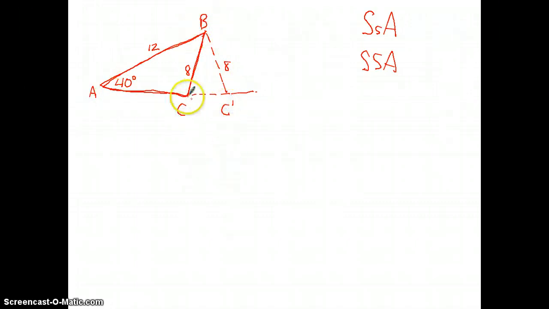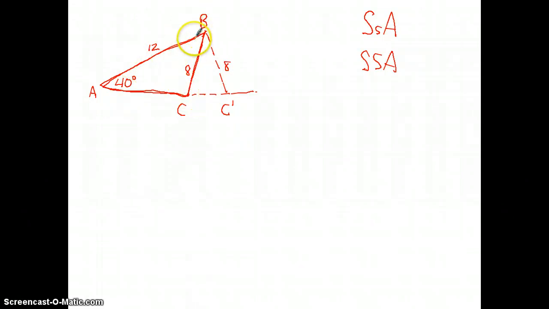There's a triangle ABC that has the 8 and the 12 and the 40, and there's a triangle ABC prime that has an 8 and a 12 and a 40. And that's actually possible. They taught you that back in geometry. So if I wanted to try to find these things, I know they all have to be true in the law of sines, but I could get two different answers possibly for B and C. Angle A has to be 40 degrees, and I know angle B plus angle C has to add up to 140 to make a triangle.